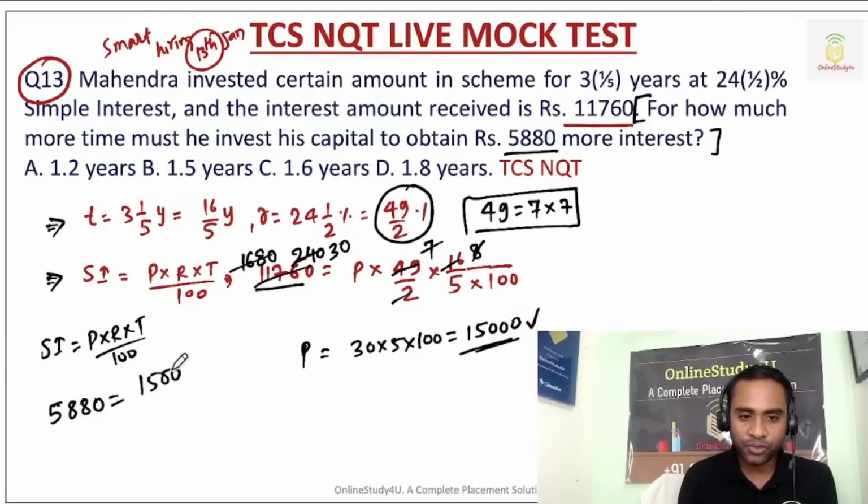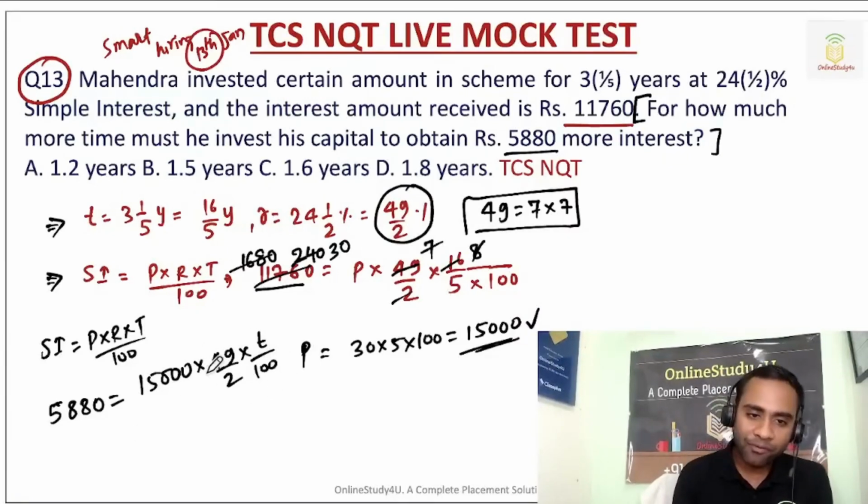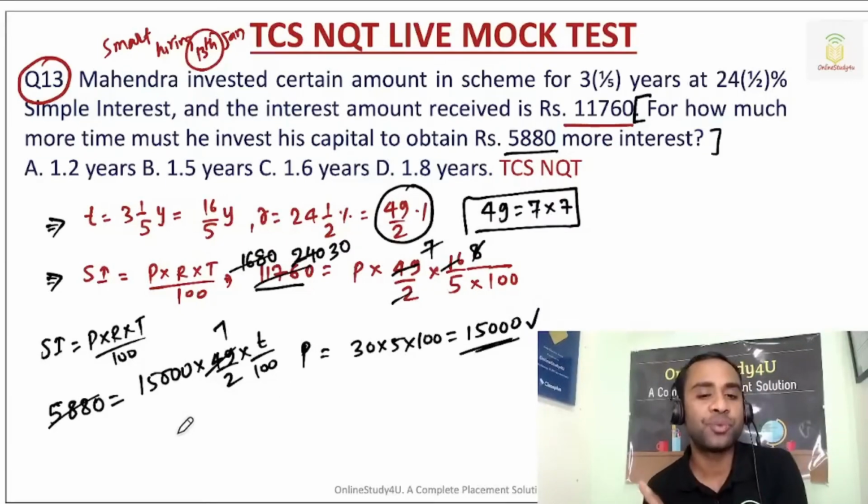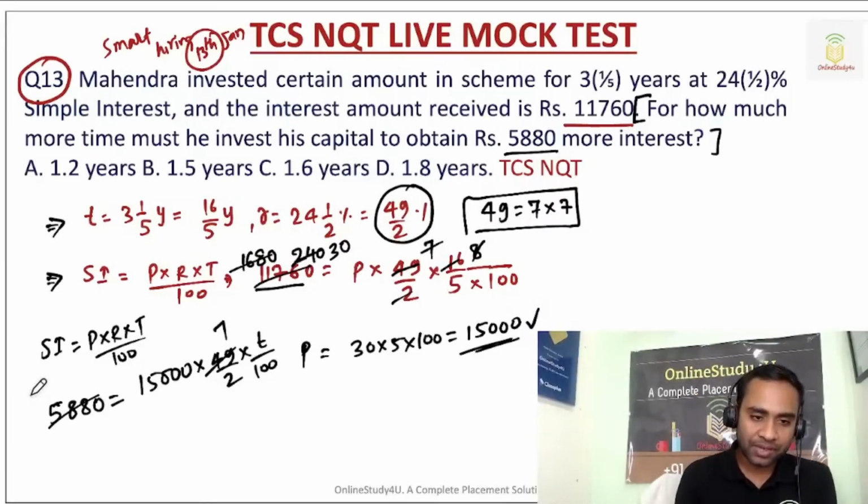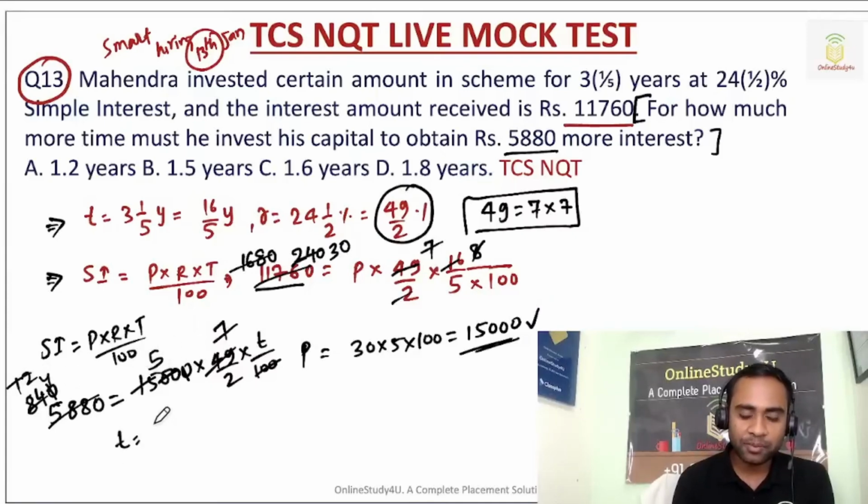Principal you know 15,000, rate you know 49 by 2, time we have to calculate and divided by 100. Now again 49 is there, so this will be divisible by 7 and this also has to be divisible by 7. So 7 8s are 56 and 7 4s are 28, it will be 840. So 10 10 cancel, 12 7s are 84 and then 20 20 cancelled. And 3 5s are and 3 4s are. So the time will be 8 by 5, that means 1 by 6.